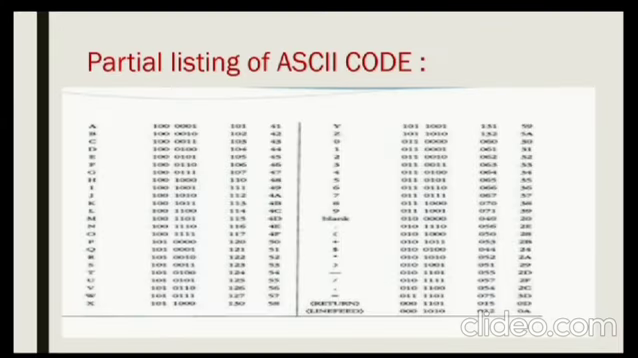The picture is a partial listing of the first code, that is ASCII code. The first column is called the decimal column. The second column is the BCD binary code. The third column is octal. The fourth column is hexadecimal.